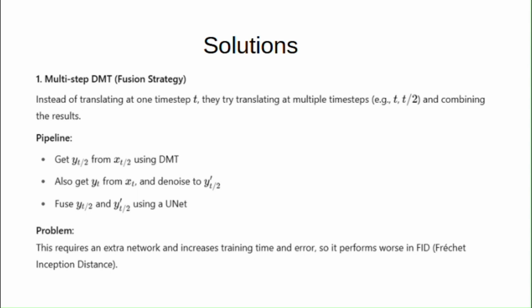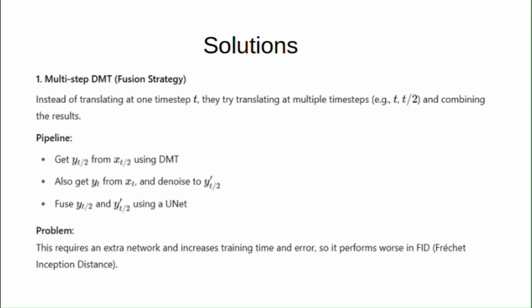This fusion network combines two views of the image, one directly translated and one obtained via partial denoising, to enhance the quality. However, despite its potential, this strategy has drawbacks. Adding another model increases training time and computational costs. Moreover, experiments reveal that the fusion process can introduce inconsistency and noise, leading to lower performance in image quality metrics like FID. Thus, while multi-step DMT is theoretically valid, it may be practically inefficient.